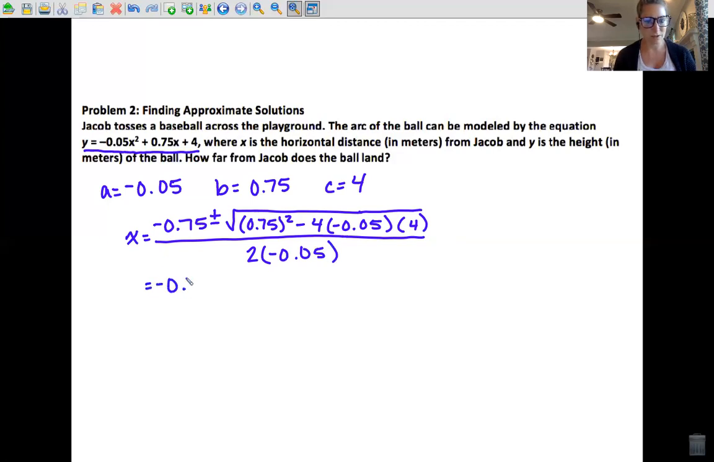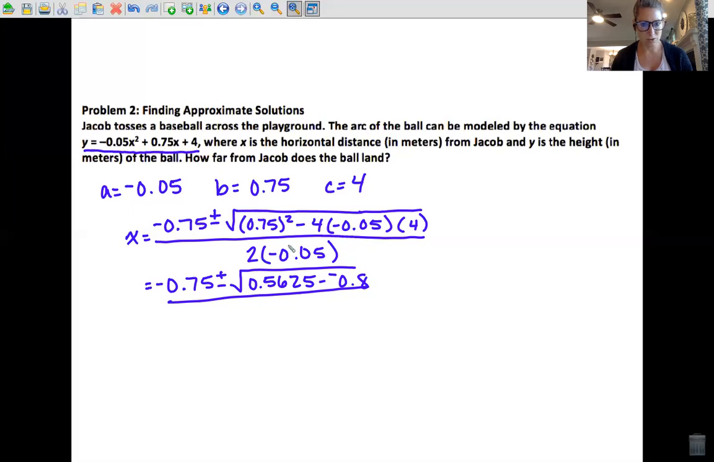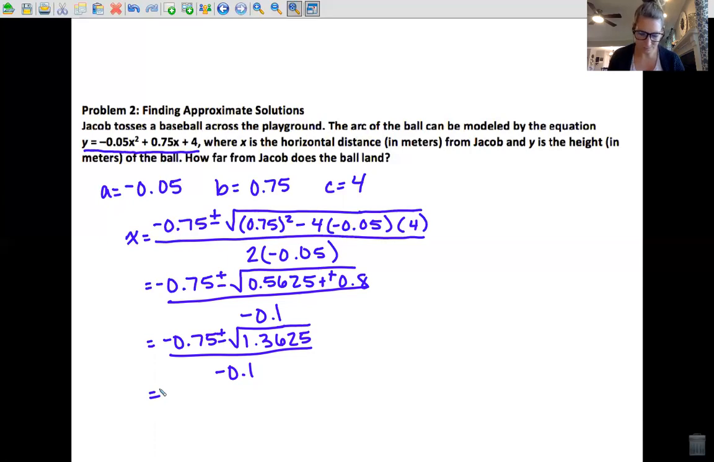All right, so now we're going to start the simplifying process. So negative 0.75 plus or minus the square root of 0.75 squared, which is 0.5625, minus 4 times negative 0.05 times 4 is minus negative 0.8, all over 2 times negative 0.05, which would be negative 0.1. So this becomes plus, so negative 0.75 plus or minus the square root of 0.5625 plus 8/10, which is 1.3625, all over negative 0.1. So now the square root of that is a gross number. So what we're going to do is we're going to round this.